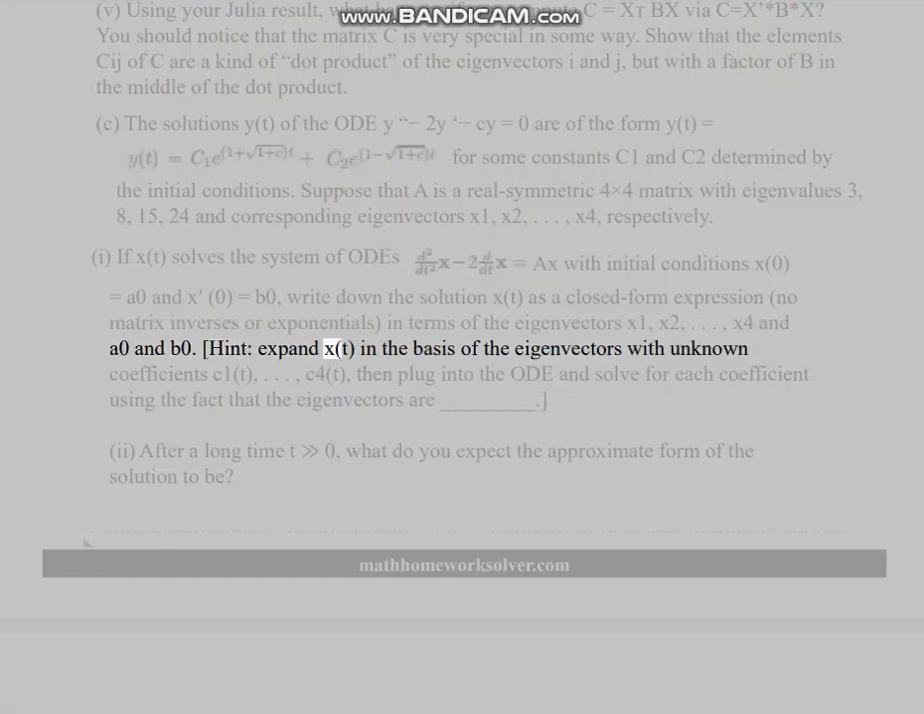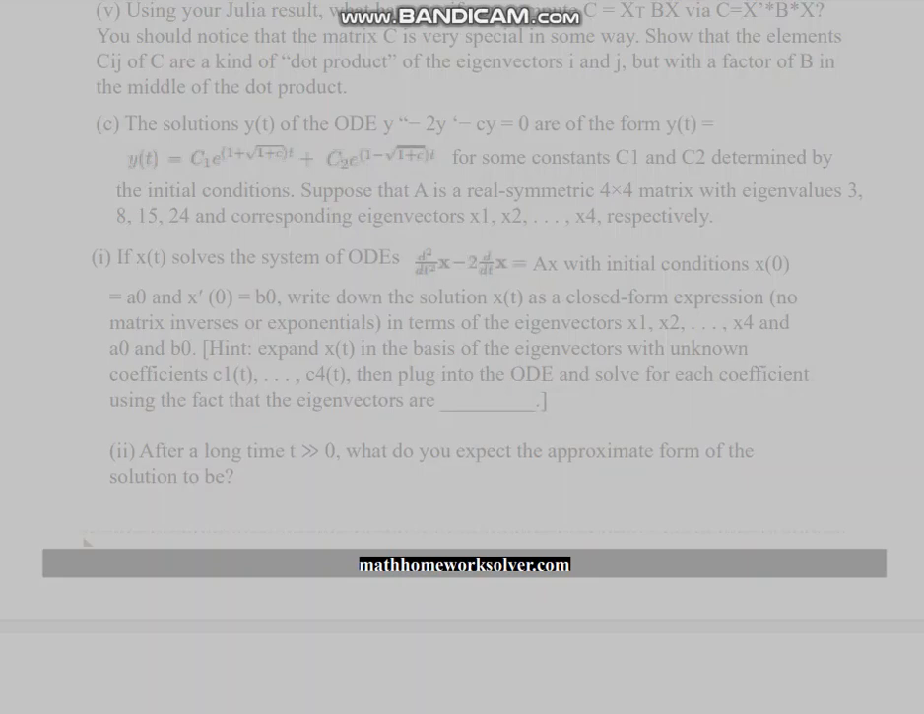Hint: expand x(t) in the basis of the eigenvectors with unknown coefficients c1(t) through c4(t), then plug into the ODE and solve for each coefficient using the fact that the eigenvectors are orthogonal. 2. After a long time t, what do you expect the approximate form of the solution to be?